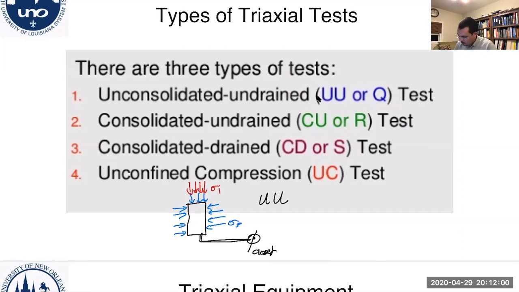And if we take a look at our failure envelope, our Mohr circle would look something like this.